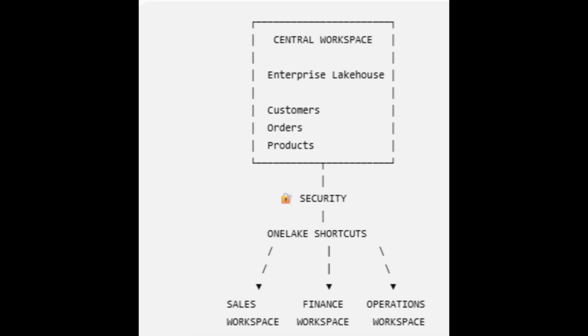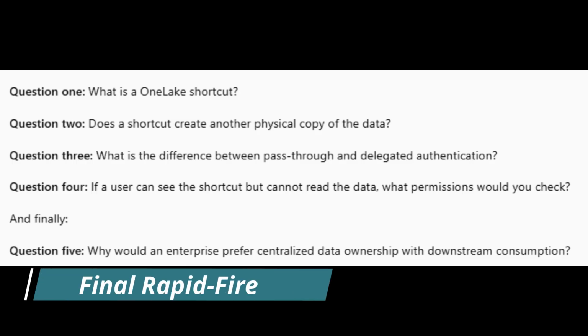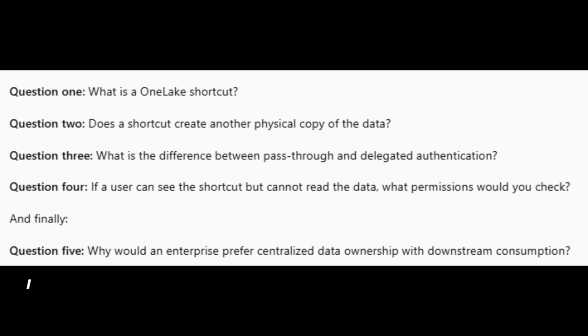Okay, so before we end this video, let's do some final rapid-fire questions. You can pause, answer, and then go to the next question. Question 1: what is OneLake shortcut? Question 2: does a shortcut create another physical copy of data? Question 3: what is the difference between pass-through and delegated authentication? Question 4: if a user can see the shortcut but cannot read the data, what permission would you check? And finally, question 5: why would an enterprise prefer centralized data ownership with downstream consumption?